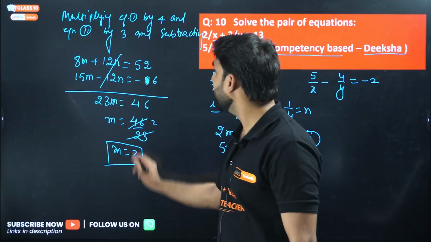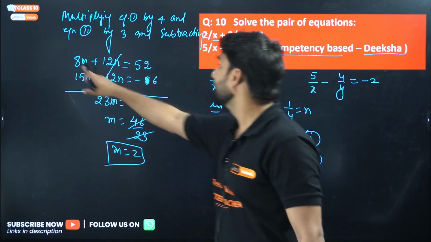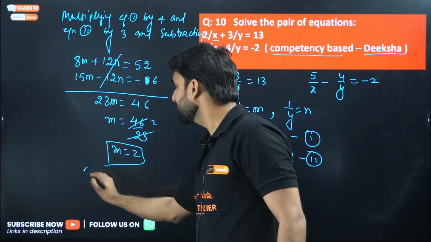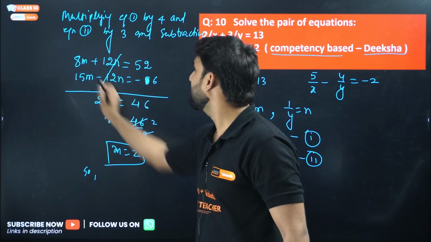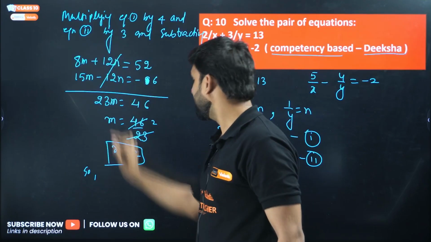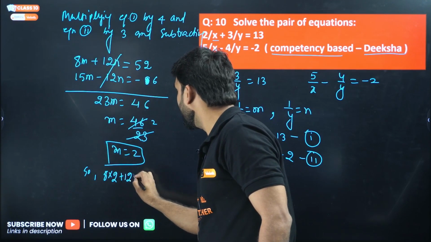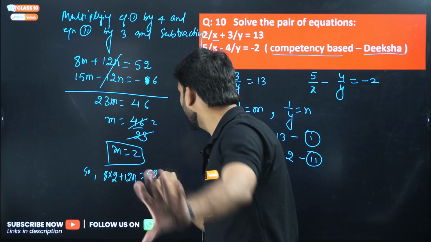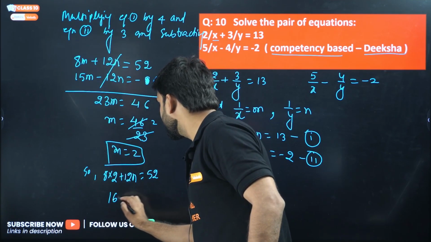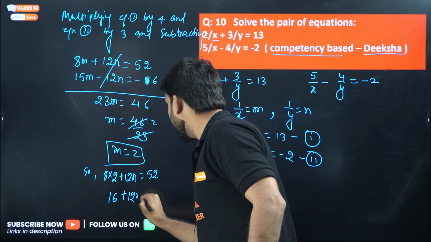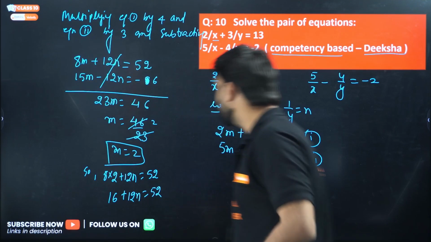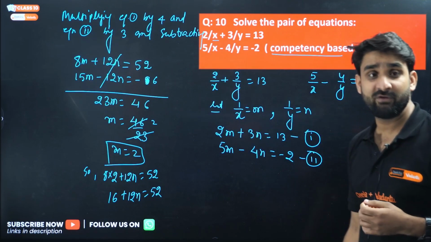Now put this m in any equation to find the n here. So I can put here this. I'm putting m in this equation. So 8m, which is 8 into 2, plus 12n will be equal to 52. This will be 16 plus 12n equals 52. Right? Is it clear, everyone?